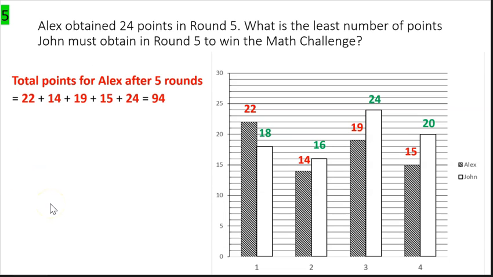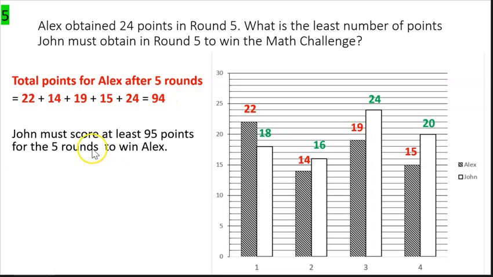The total points for Alex after 5 rounds is 22 plus 14 plus 19 plus 15 plus 24. After 5 rounds, Alex got a total of 94 points. And for John to win the maths challenge, he must score more than Alex. This means that John must score more than 94. So, John must score at least 95 points for the 5 rounds to win Alex.